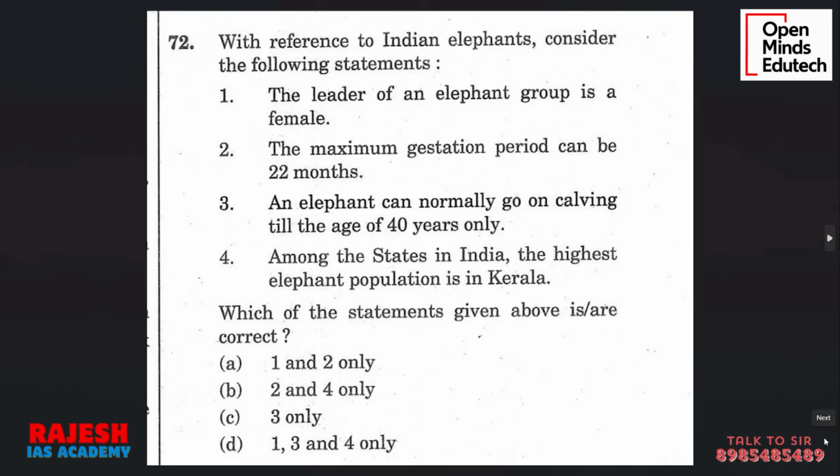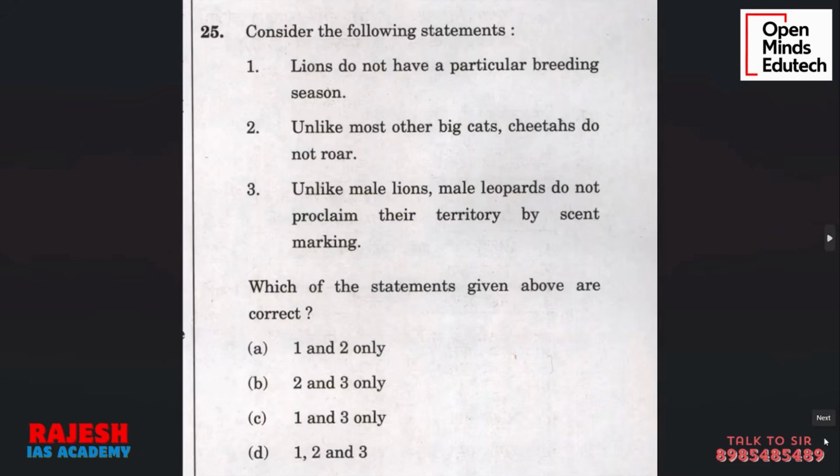Highest population is in Karnataka. So based on the general information about elephants and information in news, like Karnataka having a higher number of elephants being in news actually that year, the question is given. This question is from 2020, I think. Then there is a question on lions and cheetahs together.